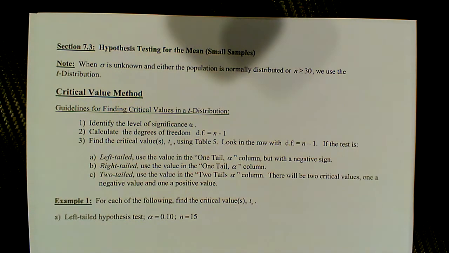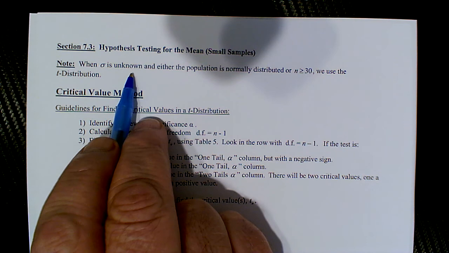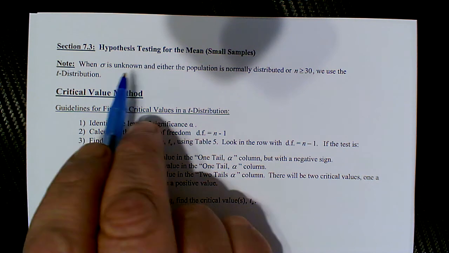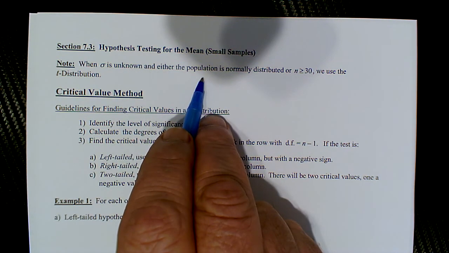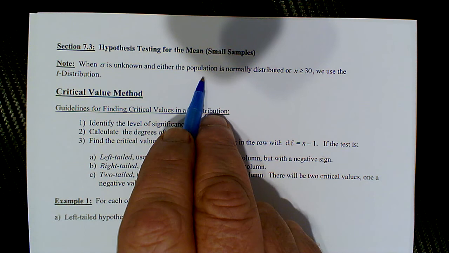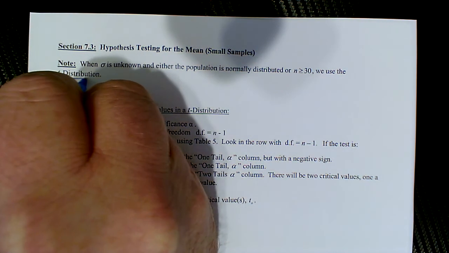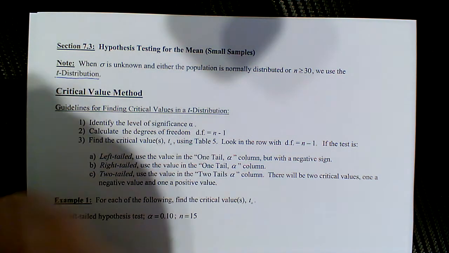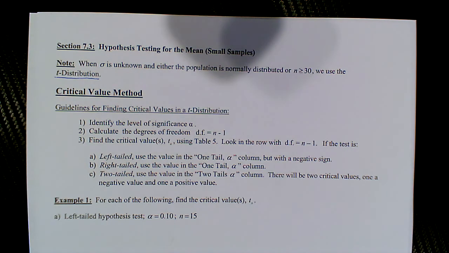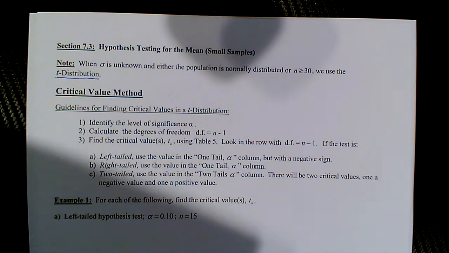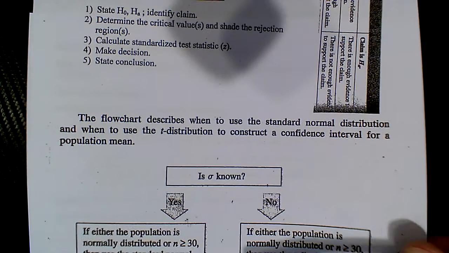Hello everyone, this is section 7.3, hypothesis testing for the mean, sometimes referred to as small samples. This is used when we do not know sigma and either the population is normally distributed or n is greater than or equal to 30. That's when we're going to use the t-distribution, as we saw with confidence intervals. And recall there is the little flow chart.